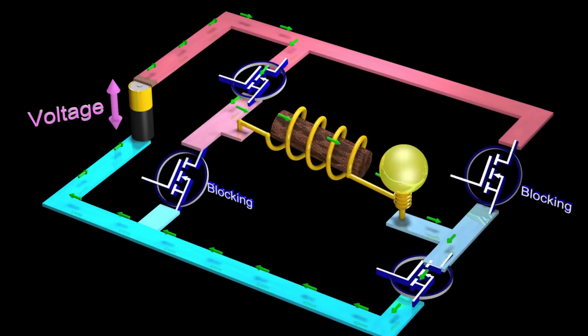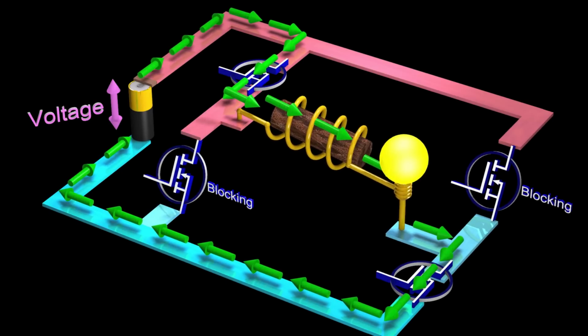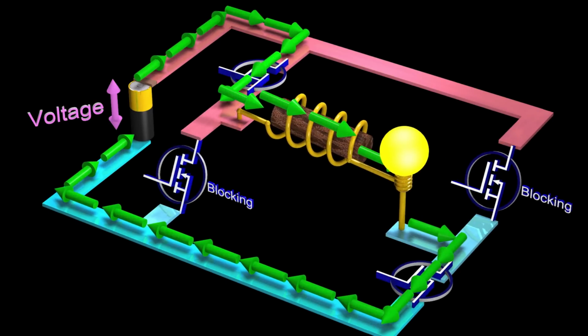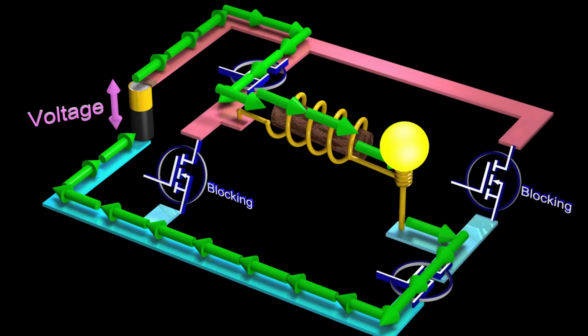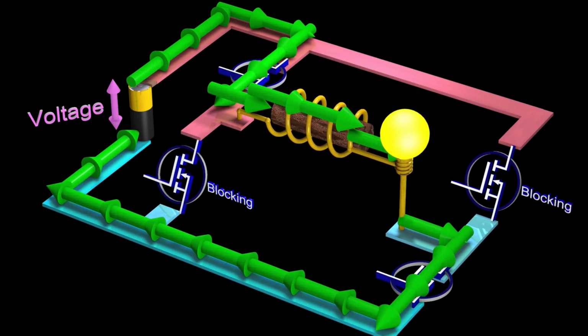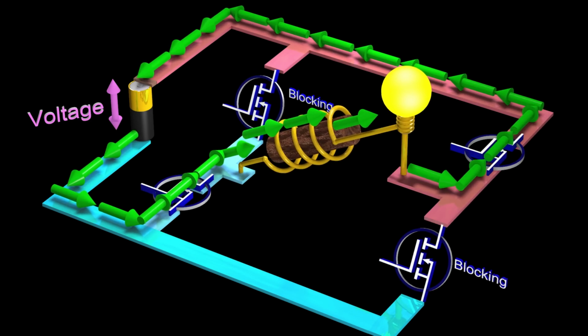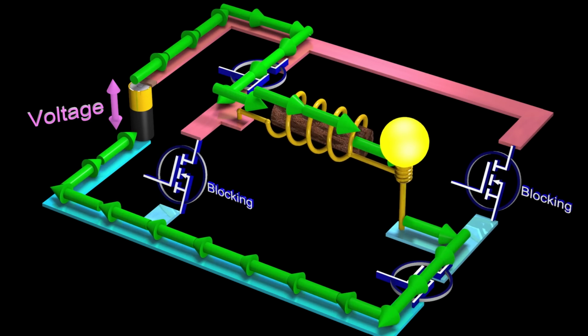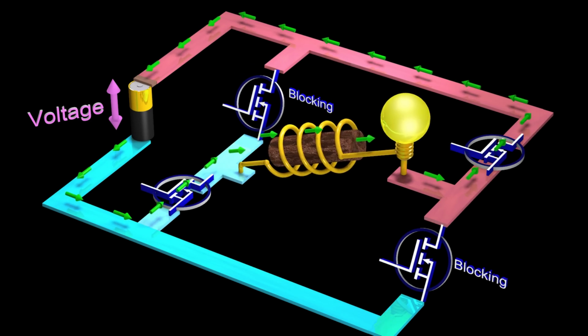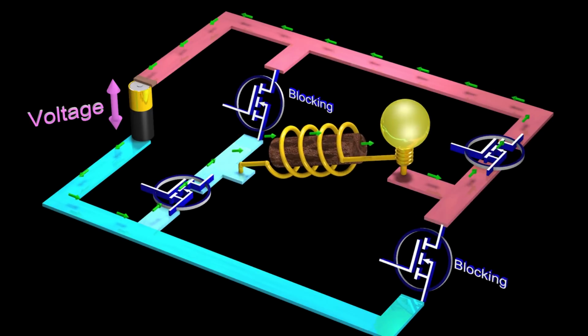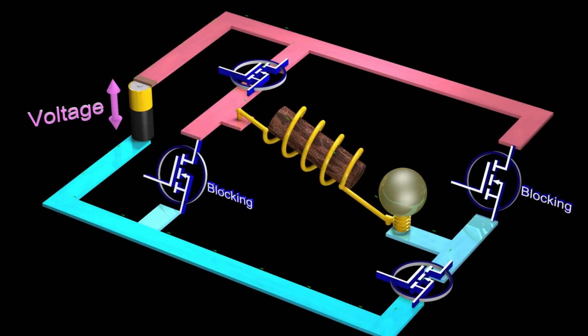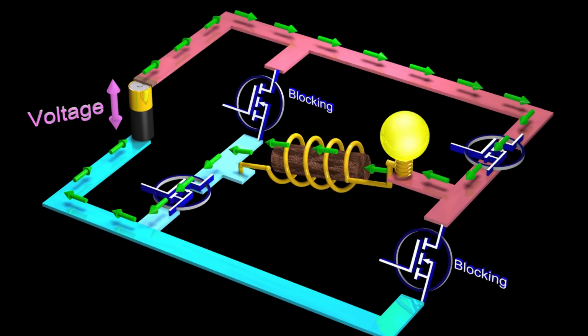Of course, in reality, components are never ideal, and it's not possible to be 100% efficient, and some energy will be dissipated as heat in the transistors and in the inductor. But trying to be as efficient as possible is one of the goals of power electronics.